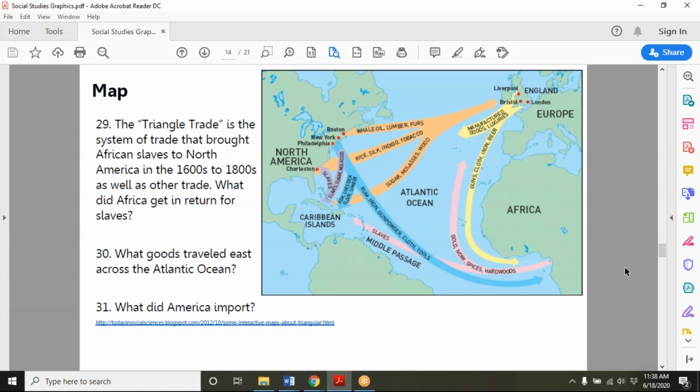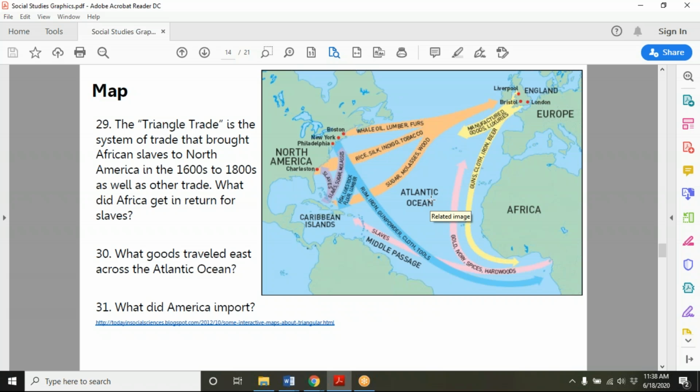Yeah, exactly. So historians call this the triangle trade because it's three things: North America, Europe, and Africa, and it's kind of a triangle. Some things are going back and forth between North America and Europe. Some things are going back and forth between Europe and Africa, and some things are going back and forth between Africa and North America.